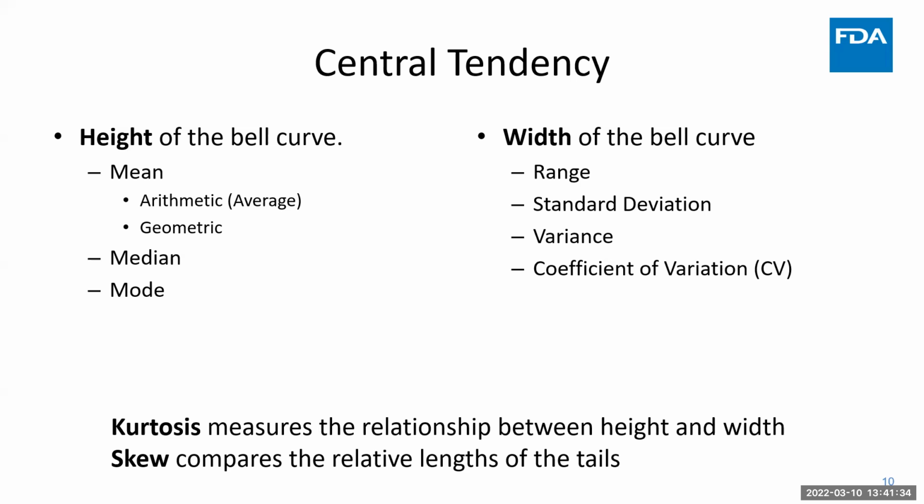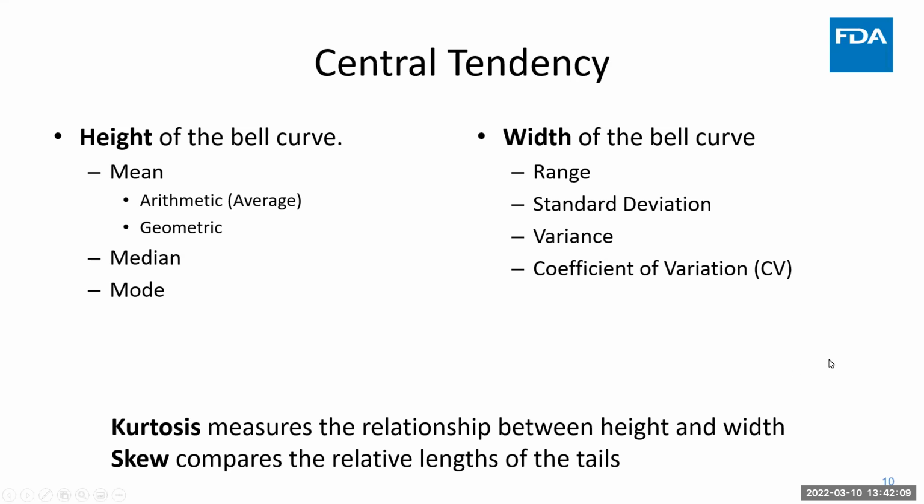So we've dealt with the mean, the median, and the mode, which have to do with the height of the bell curve. Now we're going to talk a bit about the width of the bell curve, which is covered by the range, the standard deviation, the variance, and the coefficient of variation. And we also have a couple of other concepts we're introducing: kurtosis, which measures the relationship between the height and the width, and skew, which compares the relative length of the tails of the distribution.